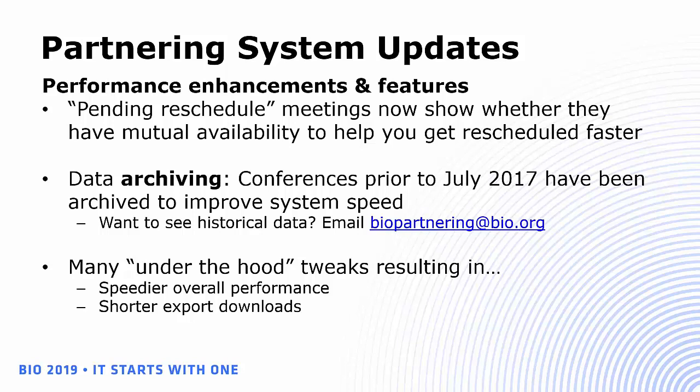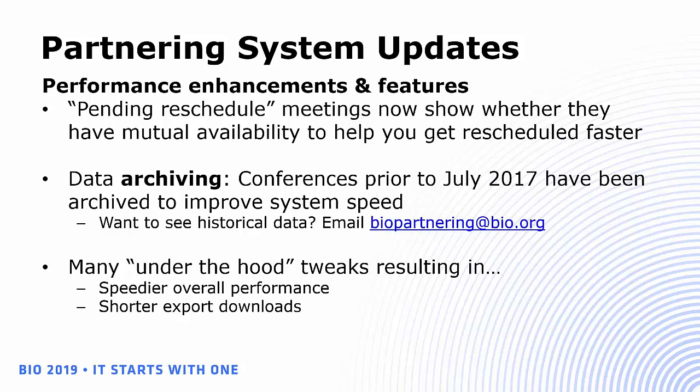However, now in your message center, you'll be able to see whether or not those pending reschedule meetings have mutual availability. If they do, then they will be rescheduled by our team or by the auto-scheduler. And if you see that they do not have mutual availability, then you'll want to reach out to that other company to try to coordinate a time.